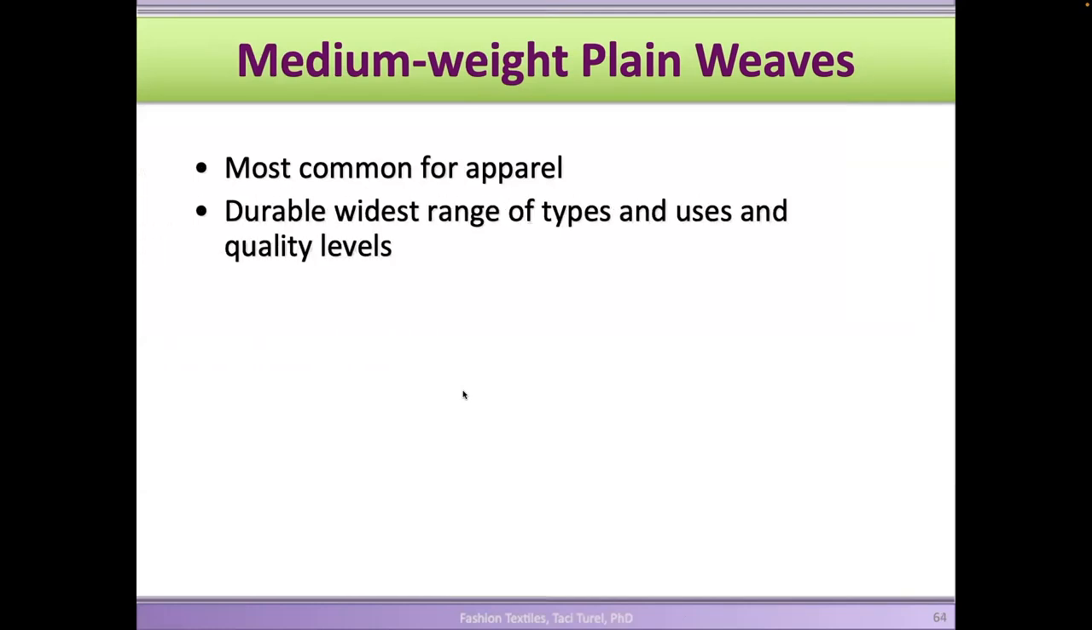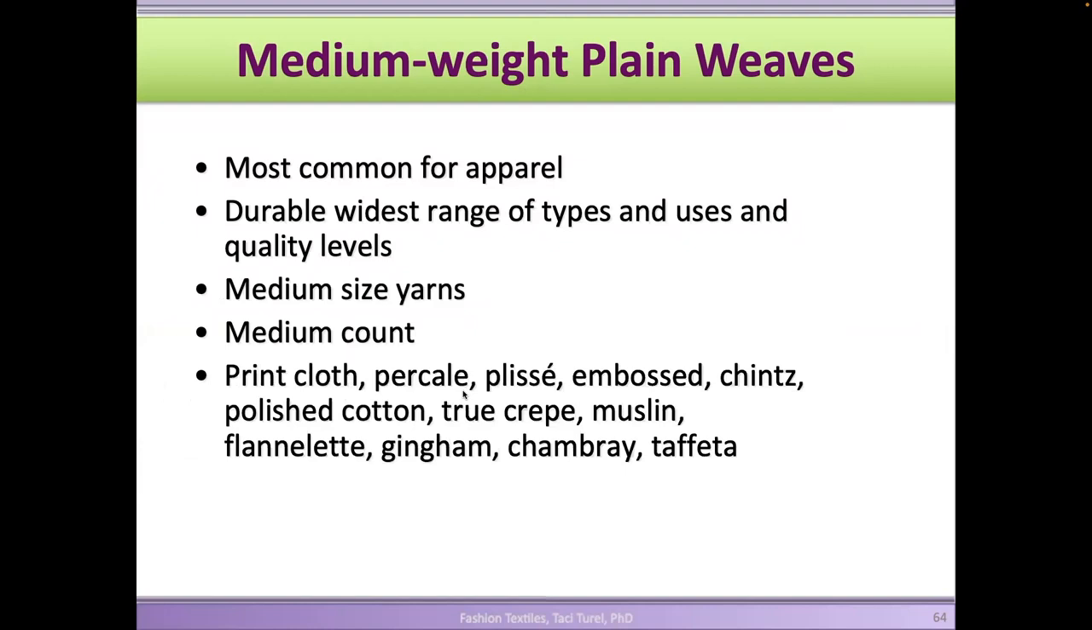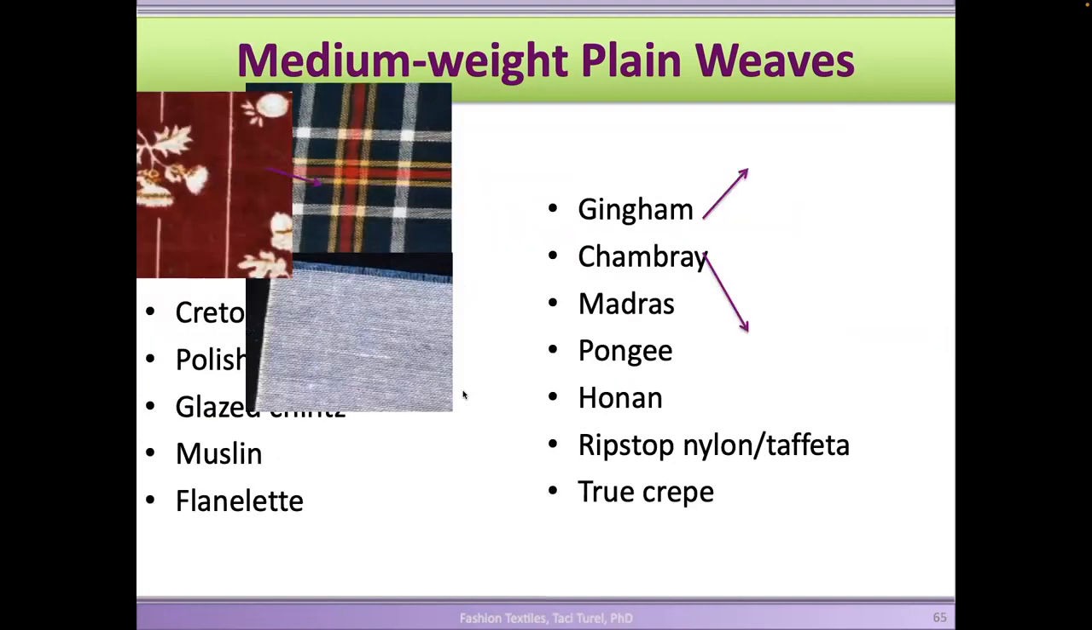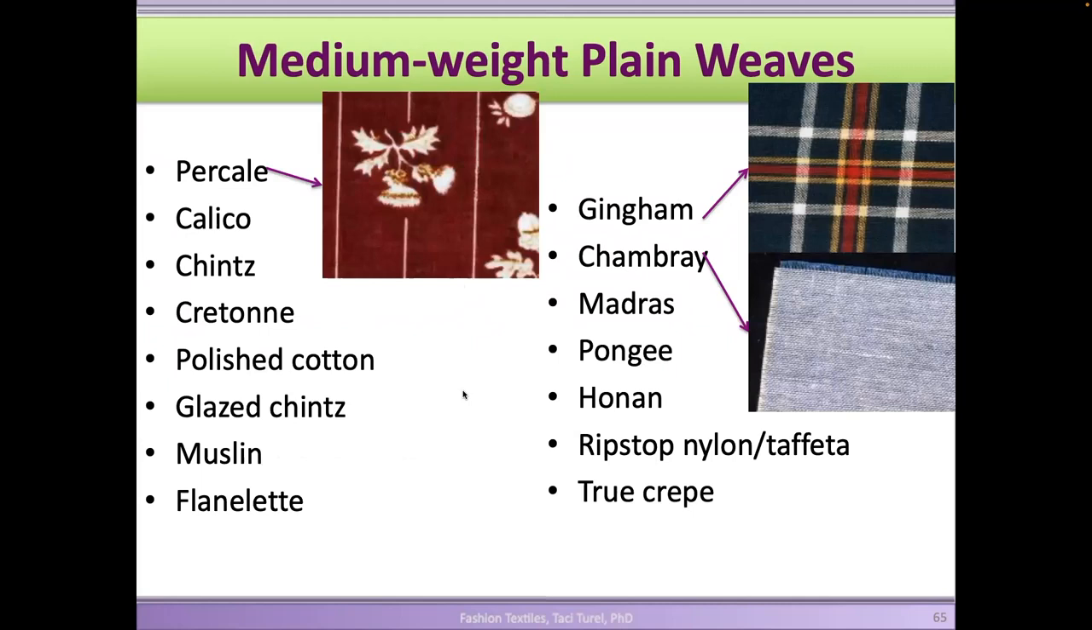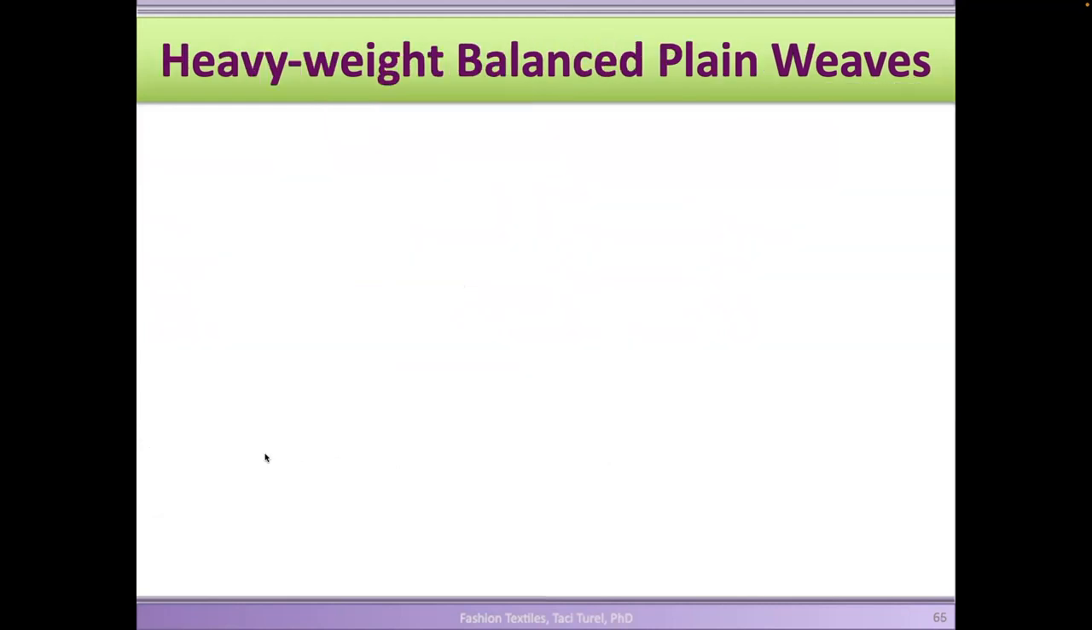And then some of the medium weight stuff, I'll just show you, like print cloth, percale, plissé, embossed, chintz, polished cotton, true crepe, muslin. You know, these are some of the medium weight plain weave patterns. This is a gingham, this is a chambray, and these are muslin fabric, you know, it has that raw color, flannelette, you probably know flannelette. And if you look at your textile kit, you have examples of each of those fabrics.